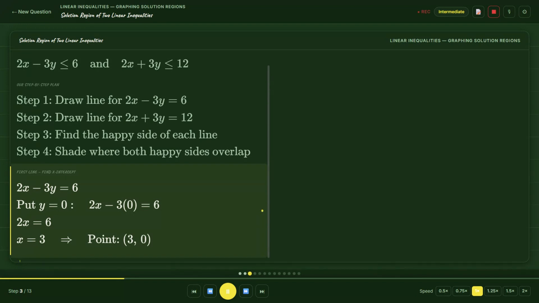Let's start with the first rule. We change it to an equal sign to get our line. Put in y equals 0. We get 2x equals 6, so x equals 3. That gives us the point 3, 0.